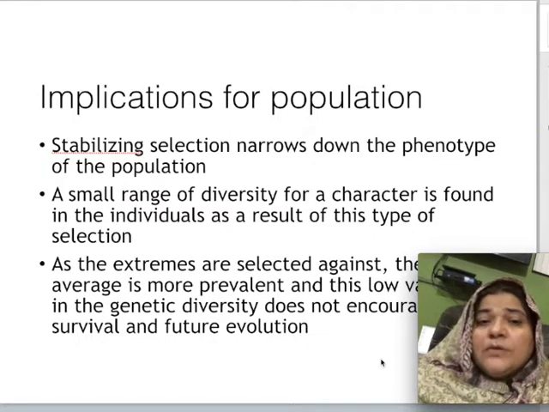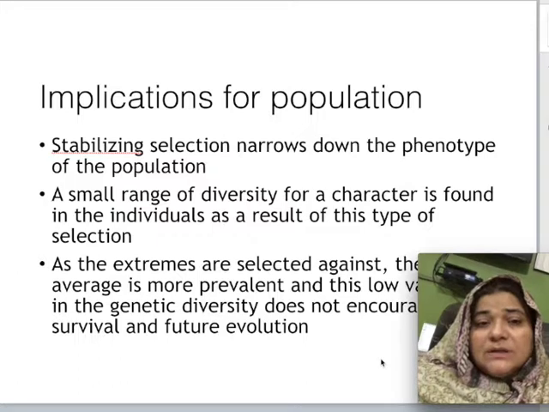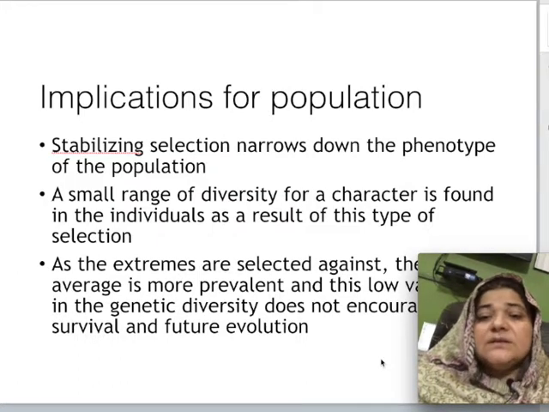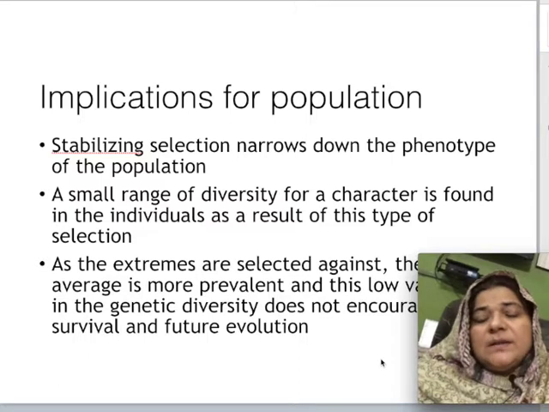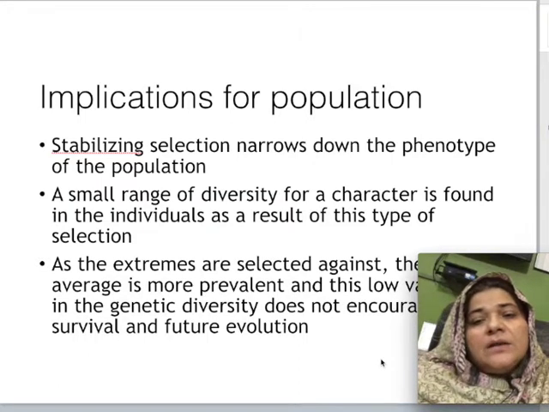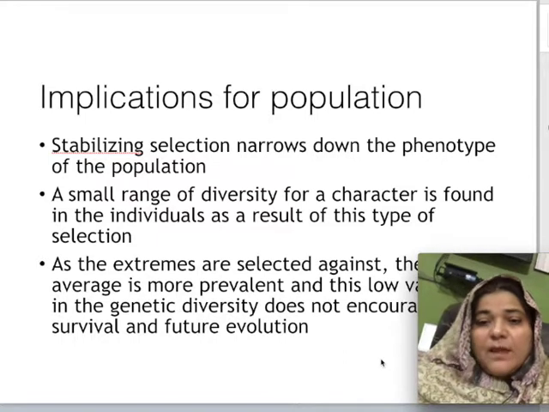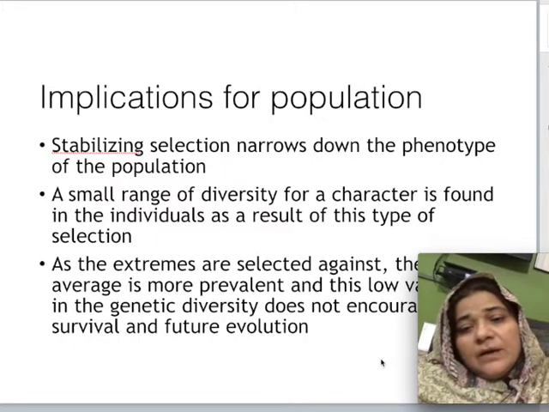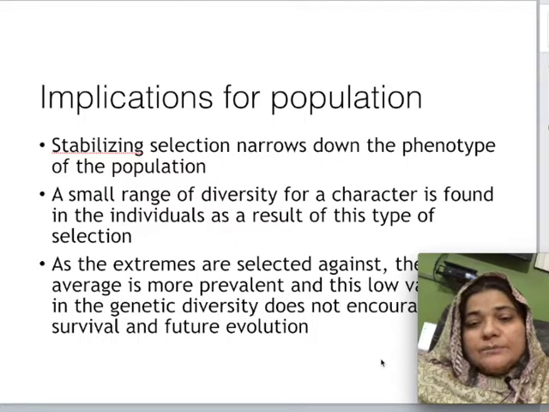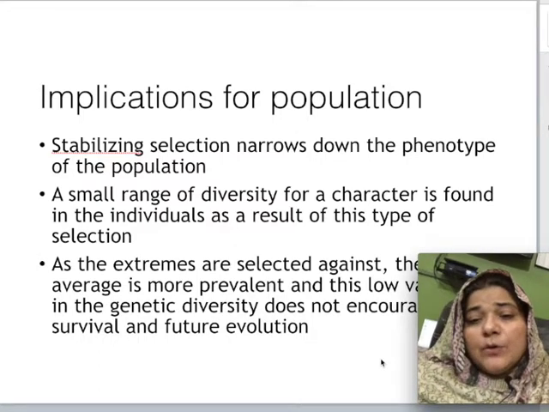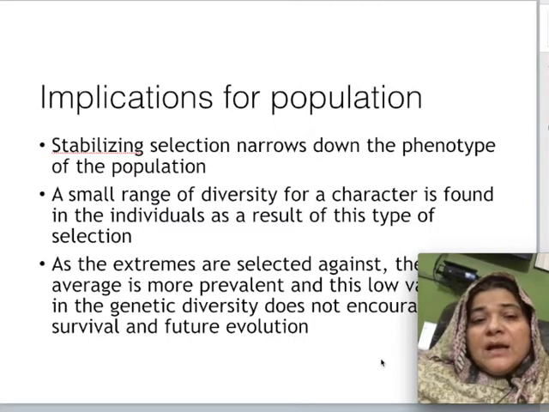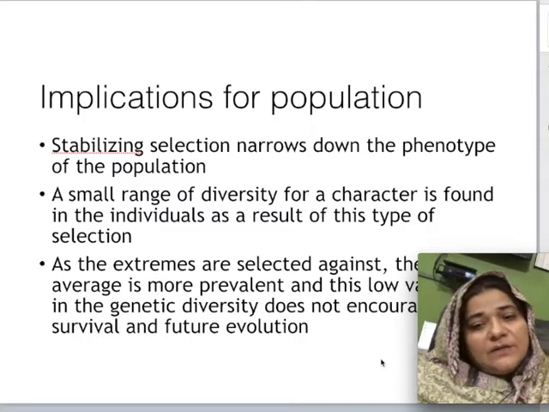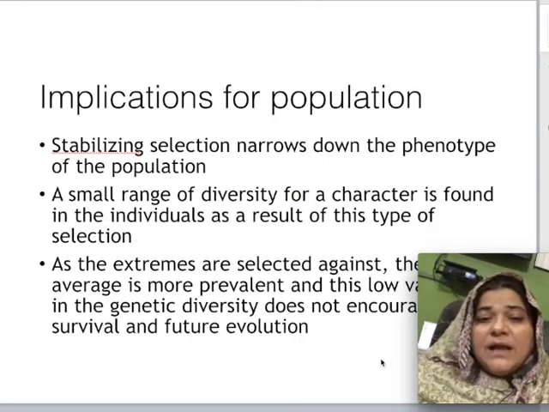So if there is a small range of diversity of character found in the population as a result of this type of selection, stabilizing selection, then in the long run the population weakens. It weakens because very few characters are found in the phenotype. And if very few characters are found, in case there is a sudden change, a disruption in the environment in future, then this phenotype will not be able to cope with that change, and then it will have to be eliminated in competition.